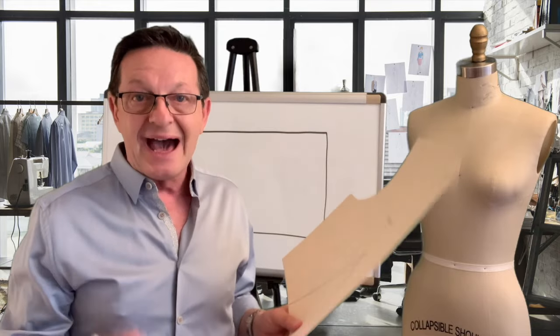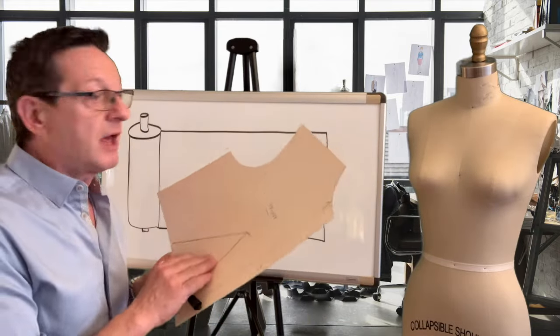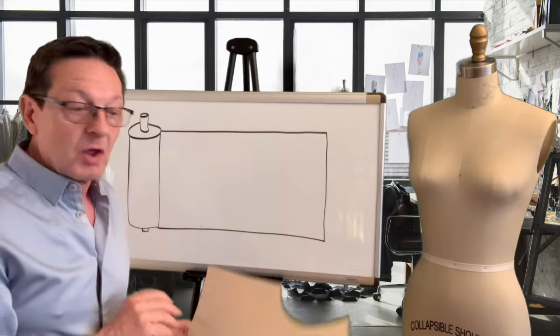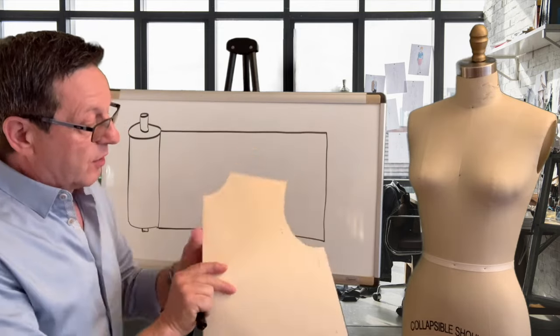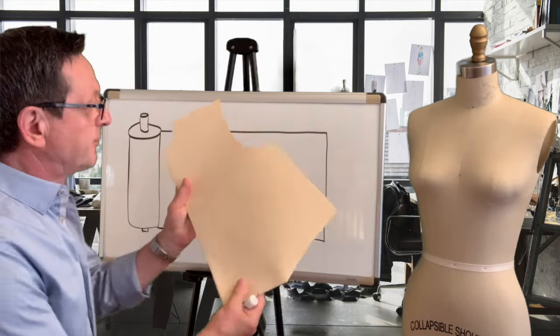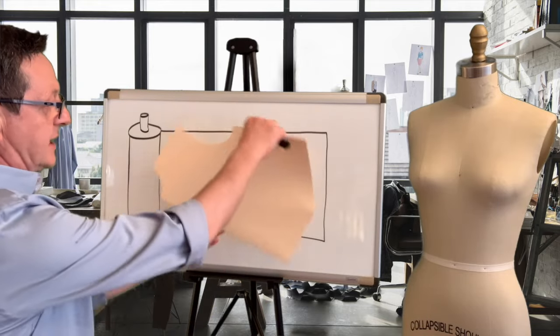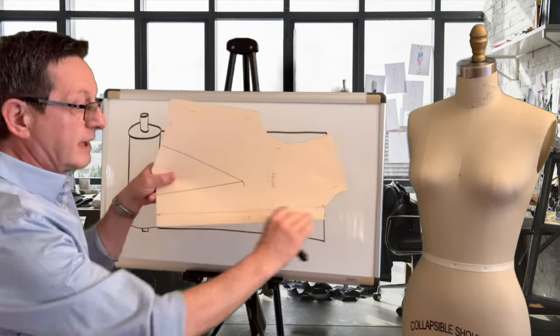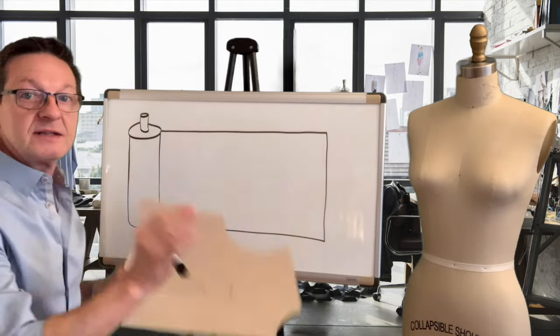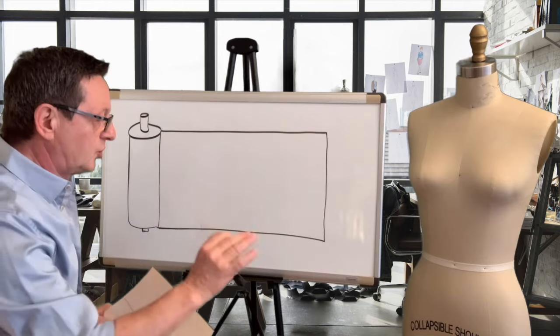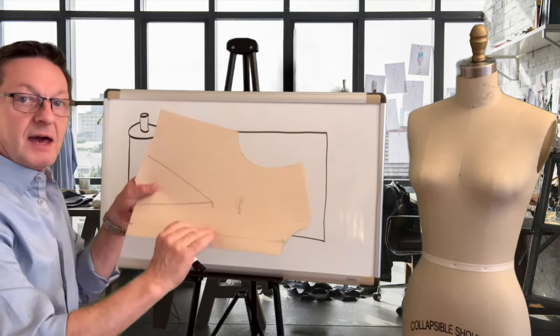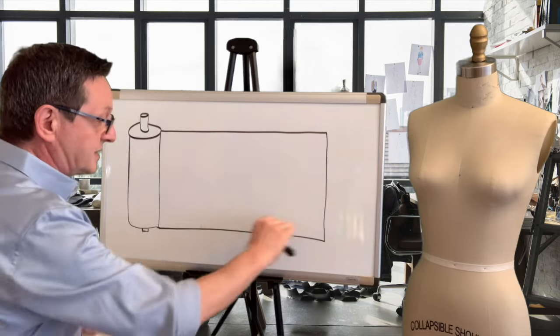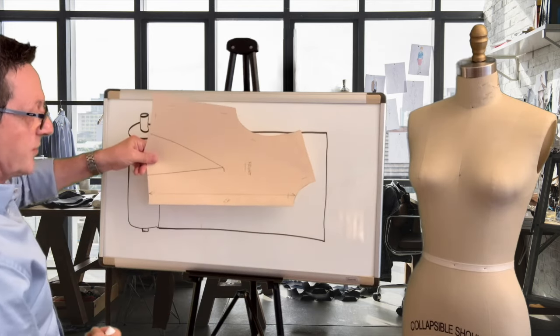The purpose of a grain line, by the way, is so that the factory knows how to lay the pattern onto the fabric correctly. Without a grain line, like here for example, I have no idea which way to lay the pattern onto the fabric. But now that I have a grain line, right? The grain line is always parallel to the selvage. So it goes in this direction.